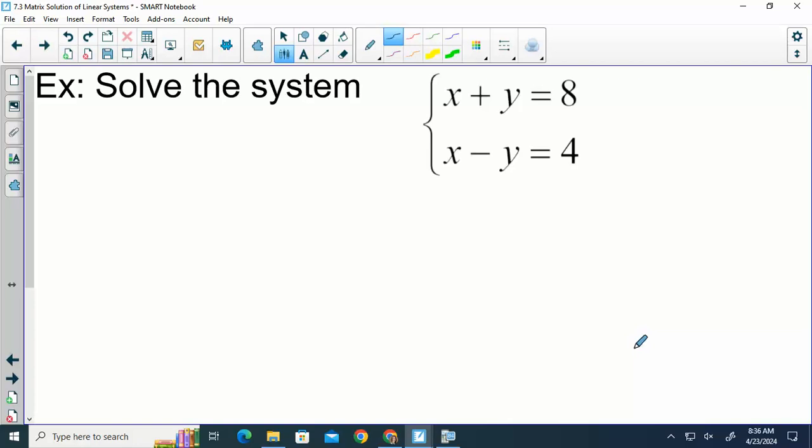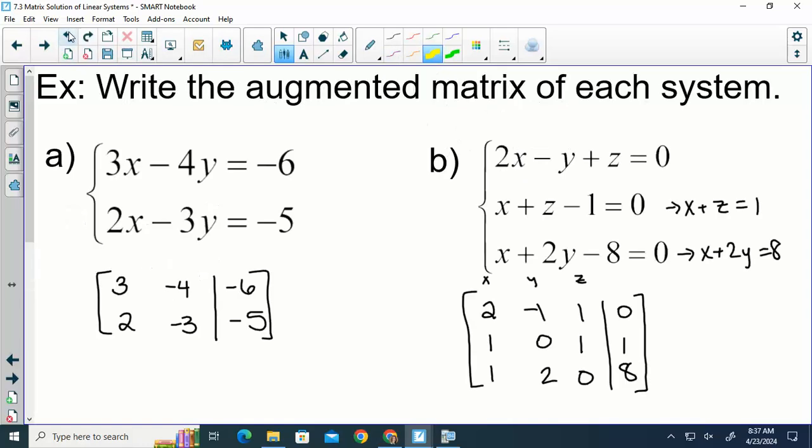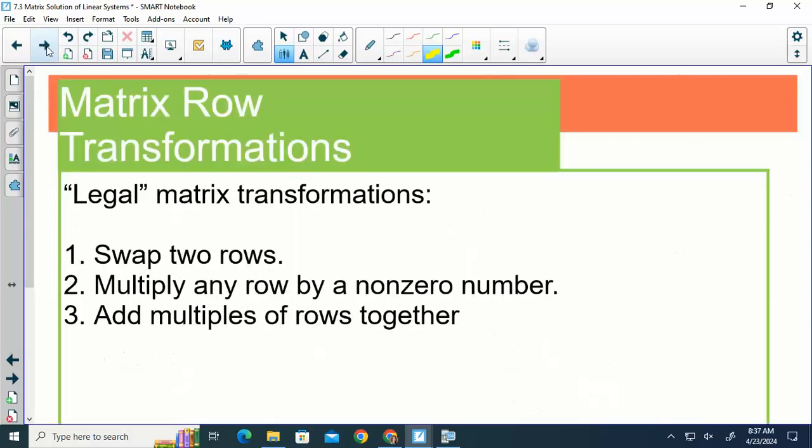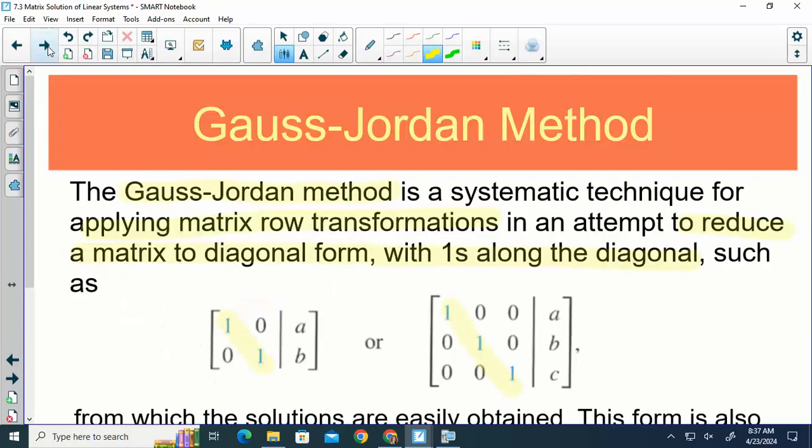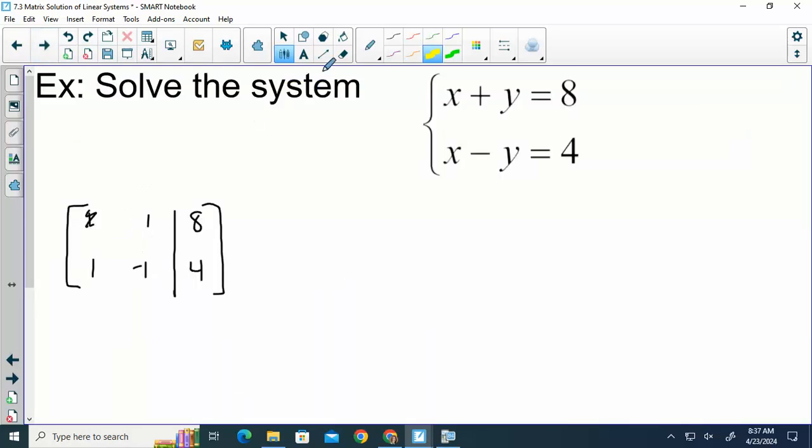Okay, so first thing, if I want to use a matrix to solve this system, we have to write our matrix. So 1, 1 equals 8. 1, -1 equals 4. All right. First step is a 1 in row 1, column 1. But we have that already. So we don't have to do that. Okay, so we have our 1, so we're good there.